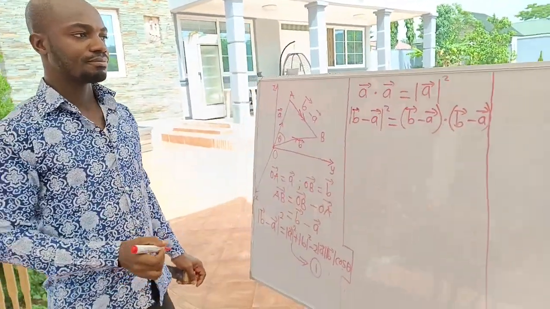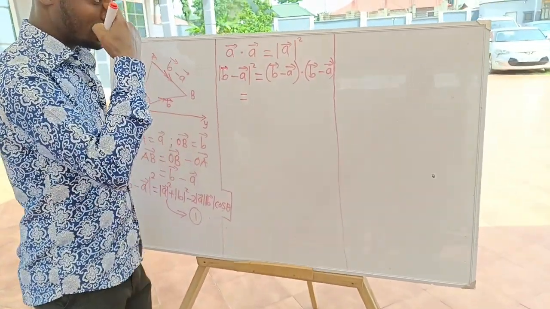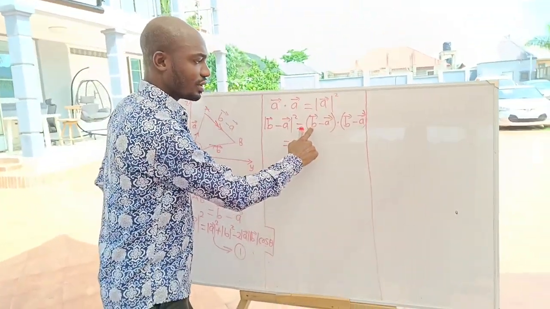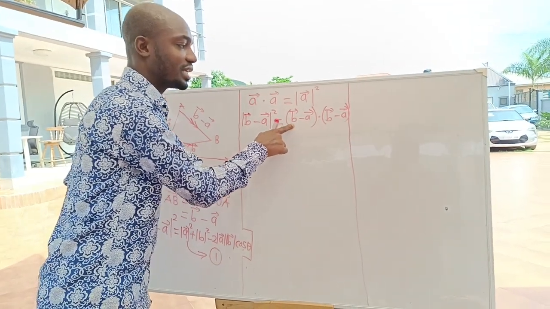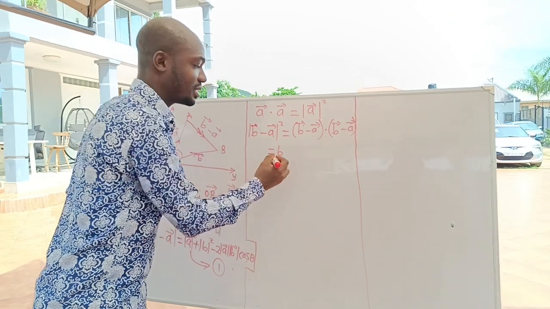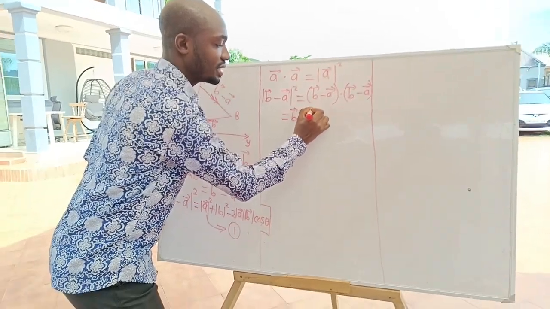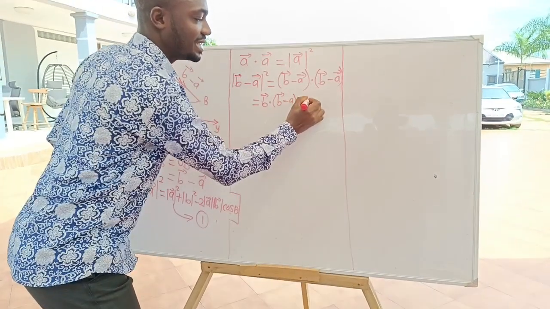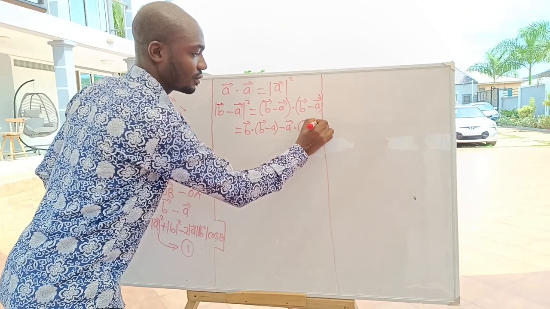I get in it. And so if this is what we have, this is going to be equivalent to b. We are taking the distributive law, and so we're going to take each one of the components to multiply this, and that's going to be vector b dotted by b minus a, and then the negative of vector a dotted by b minus a.